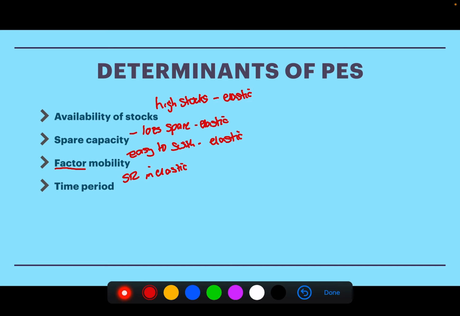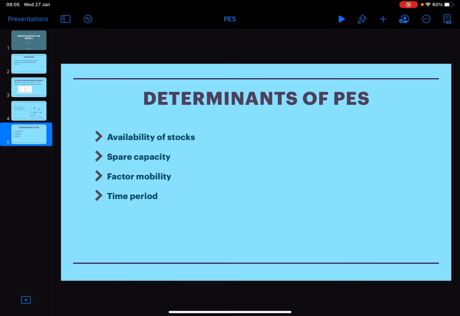In the longer run, you're going to have more elastic supply. So in the longer run, after 3 months, they were able to produce more hand gel, so more elastic in the longer run. And that's the final point on elasticity of supply.